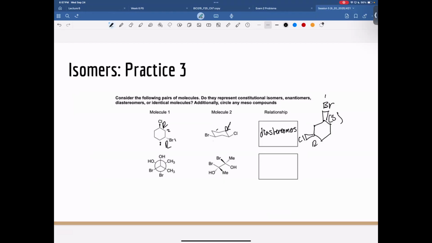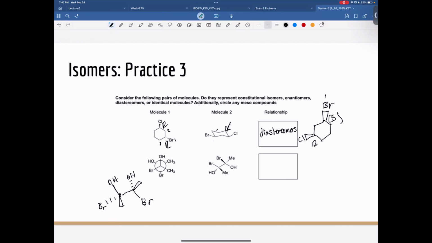Go ahead and try out the second one. I'm going to go ahead and cover this problem. The first thing you want to do is draw out this Newman structure. We know that this is a carbon, that central carbon. We have the OH going up. We have the bromine going back. And we have that methyl going towards us. And then we draw out that back carbon. We see that bromine's going down. We have a methyl going towards us, and we have an OH in the back.